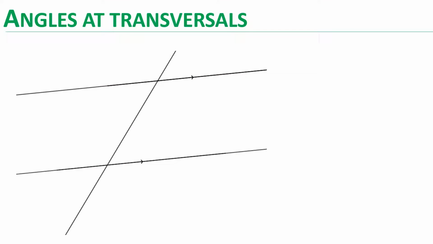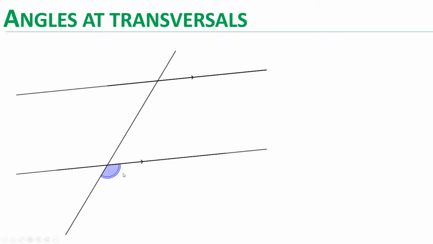So what's our topic? It's any situation that looks like this. So what do we have here? We have two parallel lines, and we have a third line that intersects them both. This is called a transversal, a line that touches two other lines. Now, when we have a situation like this, we will get a lot of equal angles.